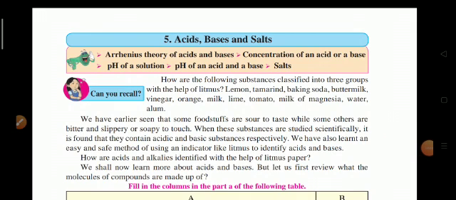Moving with the revision part of chapter number 5, acids, bases, and salts. In this, we are going to see about Arrhenius theory of acids and bases, concentration of an acid or a base, pH of a solution, pH of an acid and a base, and salts.